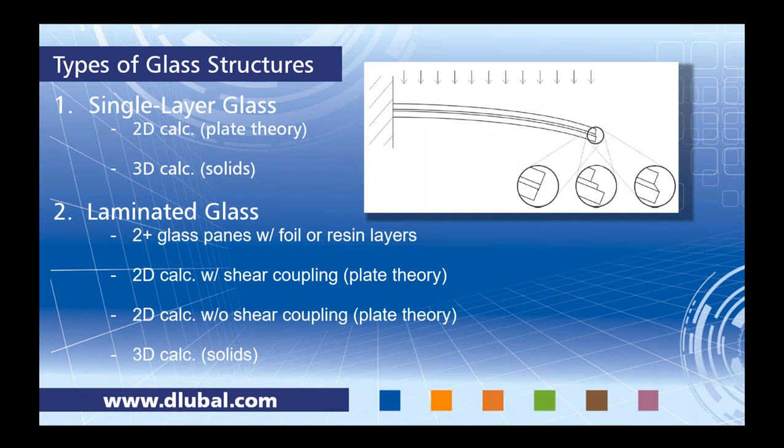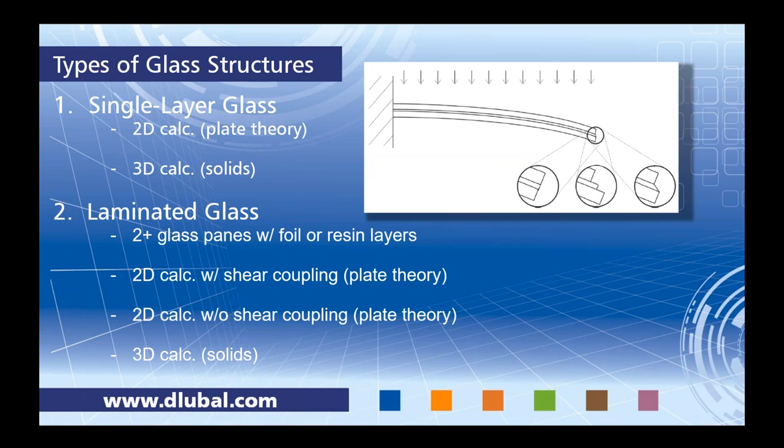Now I want to discuss the different types of glass structures that can be modeled in our program. There are three different types, the first being single layer glass, the most simple type. For this option, we can use a 2D calculation, which is plate theory, 2D finite elements, in order to analyze the single layer glass. We can also run a 3D calculation, which is solid elements, so finite elements in the X, Y, and Z direction.